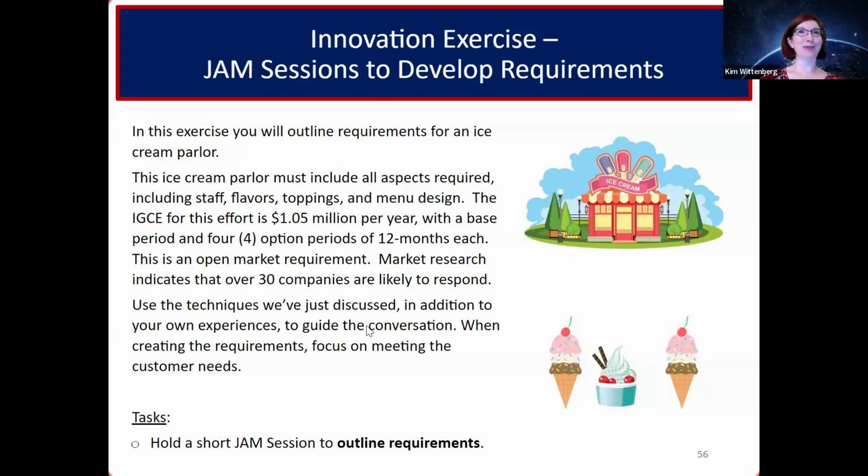So I am happy to read off the beginning. In this exercise, you will outline requirements for an ice cream parlor. This ice cream parlor must include all aspects required, including staff, flavors, toppings, and menu design. The IGCE for this effort is 1.05 million per year, with a base period and 4 option periods of 12 months each. This is an open market research. Market research indicates that over 30 companies are likely to respond. Use the techniques we've discussed in addition to your own experiences to guide the conversation. When creating the requirements, focus on meeting the customer needs.